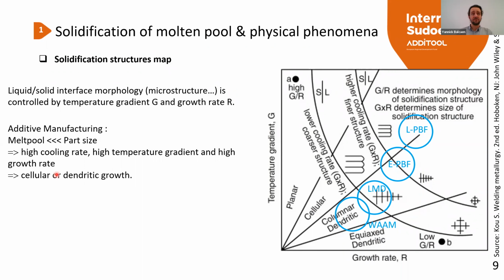So we distinguished cellular and dendritic growth in additive manufacturing of parts. It is also related to the composition of the alloy, and for some alloys, we do not have any dendritic structure, for example.